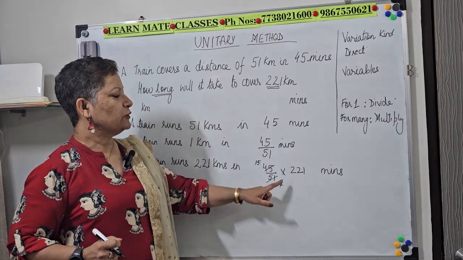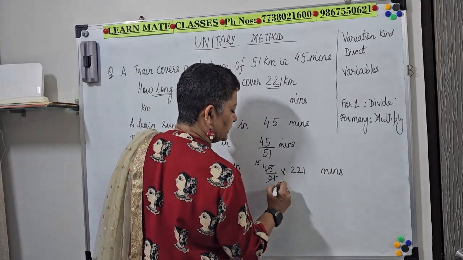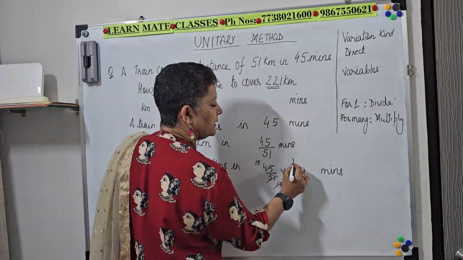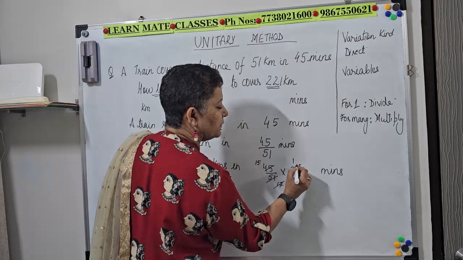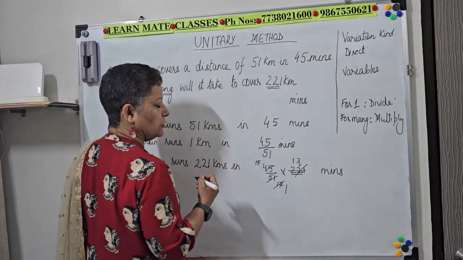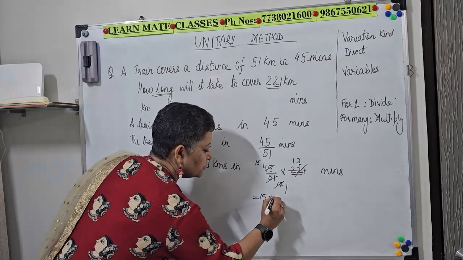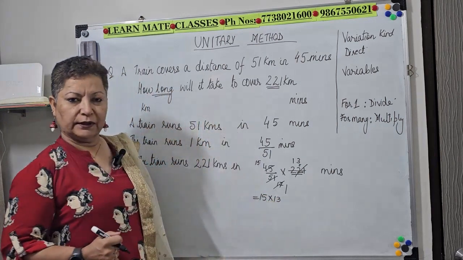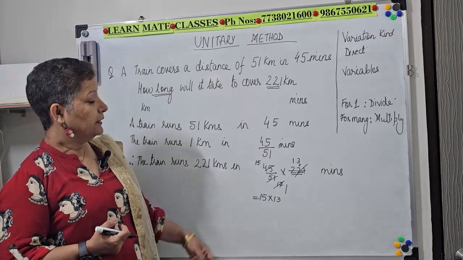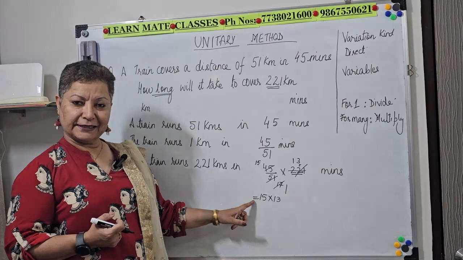That being so, I'm quite sure 221 and 17 will cancel. So let's just see. 17 goes into 22 one time, leaving a balance of 5. In 51, again it goes 3 times. So you're left with actually 15 into 13. If you're good in your multiplication, you should be able to get it like that itself. 13 tens are 130, 13 fives are 65.